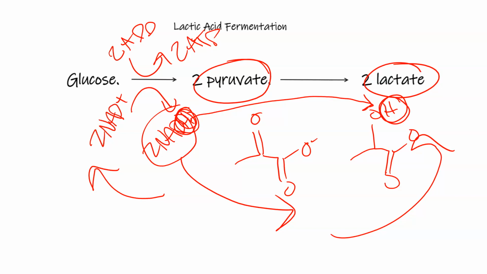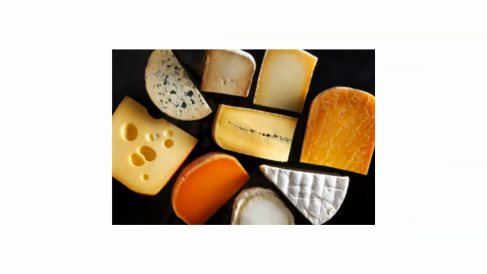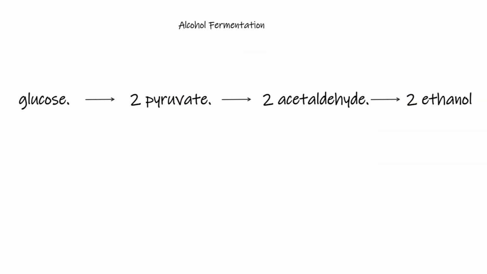Muscle cells are an example of a type of cell that carry out lactic acid fermentation. They do this when there is not enough oxygen present for aerobic respiration, like if you've been working out very hard. Another example of cells that use this are certain bacteria and fungi used in the dairy industry to make cheese and yogurt. The other type of fermentation that we'll discuss is alcohol or ethanol fermentation.